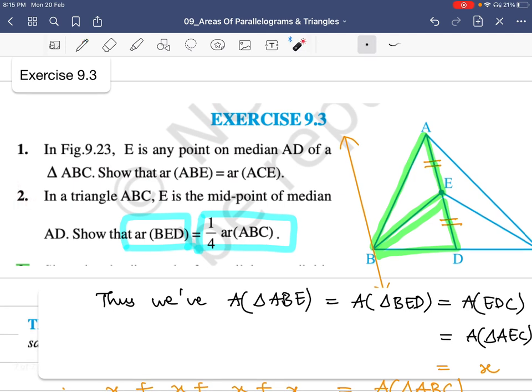Question number 2 is quite dependent, quite linked with question number 1. So first you have to understand how question number 1 was solved, and only then go to question number 2. That's it.